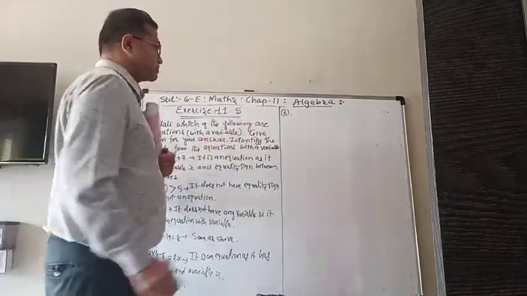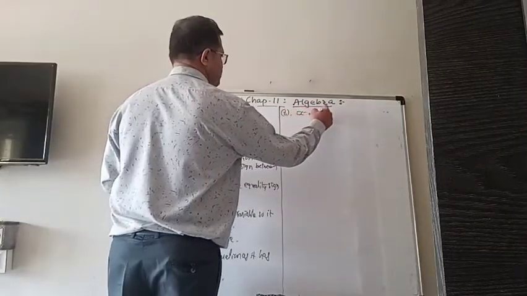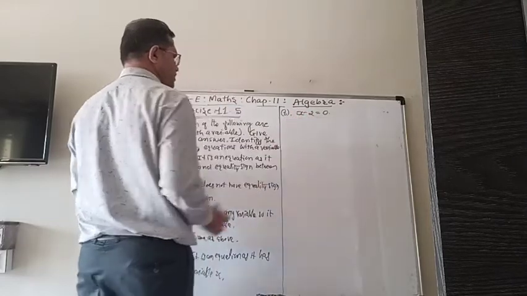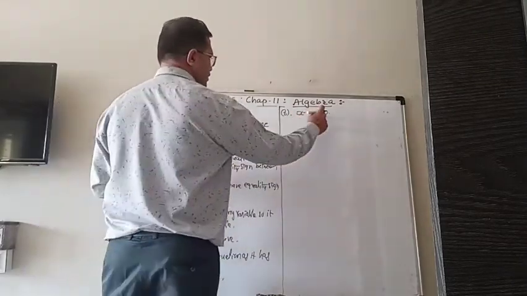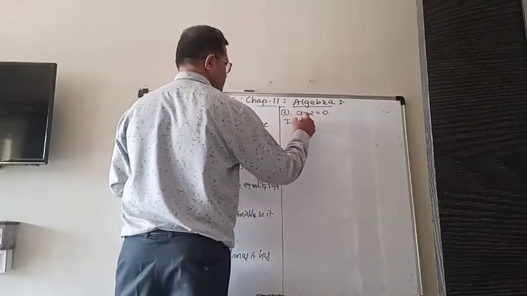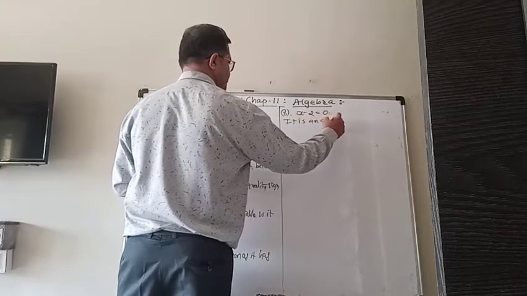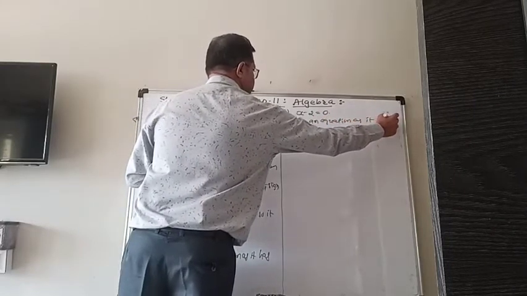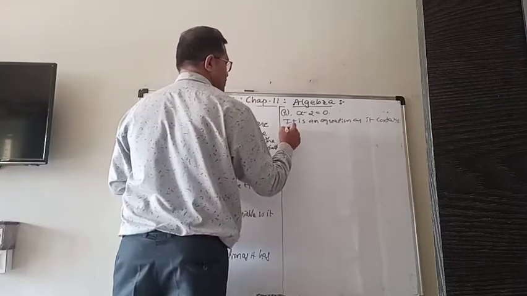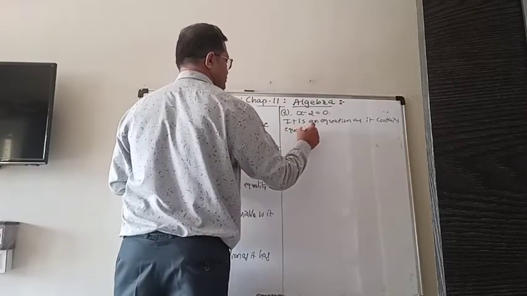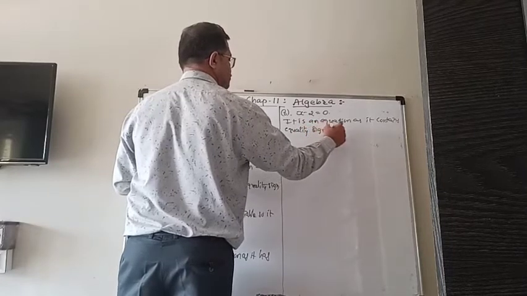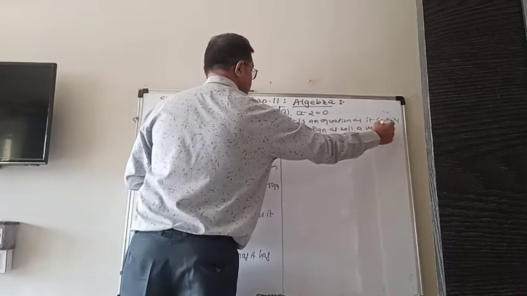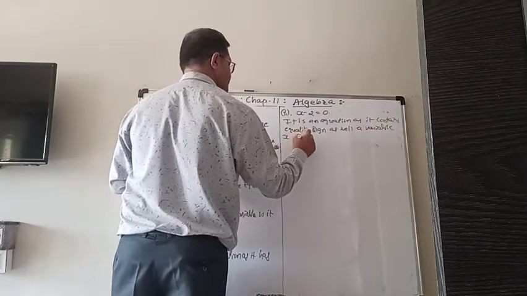Equation number F. x minus 2 equals 0. Here also you can see that there is a variable and there is an equality sign also. So it is an equation as it contains an equality sign as well as a variable x.